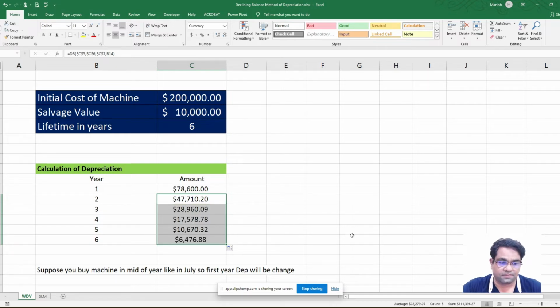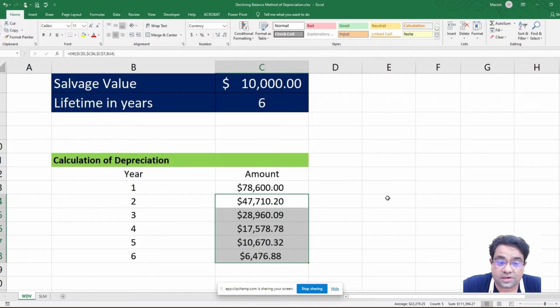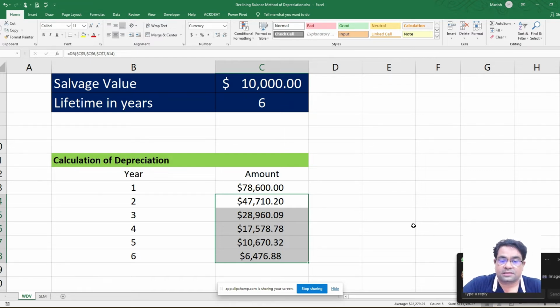Now you can drag it for the 6 years. You can see here the first year is $78,600, the second year $47,710.20, the third year $28,960.09, the fourth year $17,578.78, the fifth year $10,670.32, and the last year, when we are going to sell the asset, is $6,476.88.